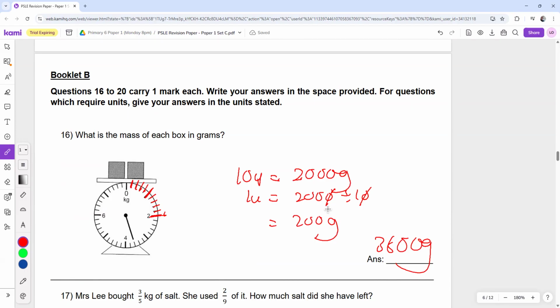The needle has actually crossed what? This is 3 kilogram. So the needle has crossed 3 kilogram already. Then start counting. 200, 400, 600. So the needle is pointing at 600. So 3 kilogram and 600 grams. Got it? Okay. All right.